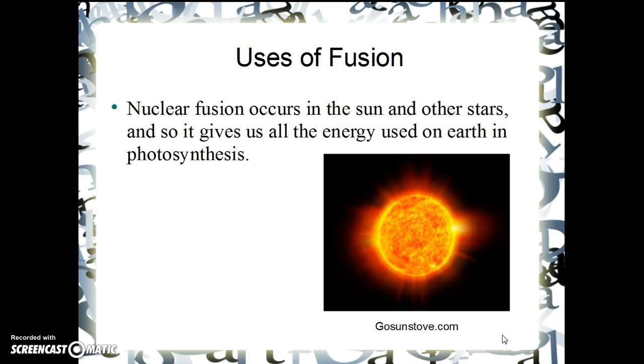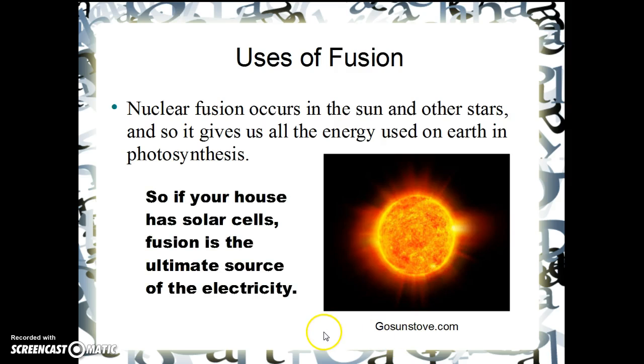Nuclear fusion now occurs naturally only in the stars. It gives us all the energy that we use here on Earth through photosynthesis. So if your house has solar cells, the ultimate source of that electricity is the fusion reaction in the Sun.